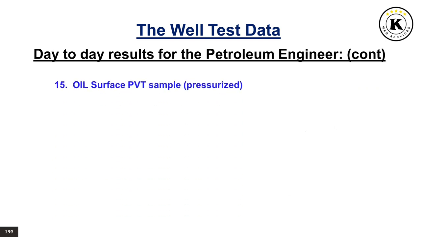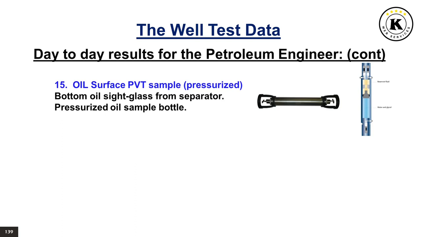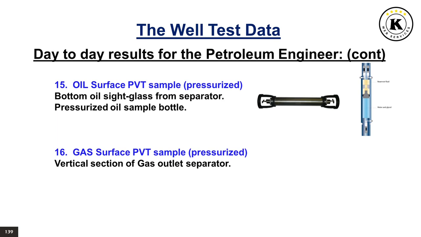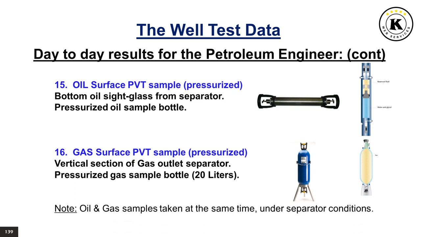15. Pressurized oil surface PVT sample. Collected from the bottom oil sight glass of the separator, using pressurized oil sample bottle. 16. Pressurized gas surface PVT sample. Collected from the vertical section of the separator gas outlet, using pressurized gas sample bottle, 20 liters. Note: oil and gas samples should be taken at the same time, under separator conditions.